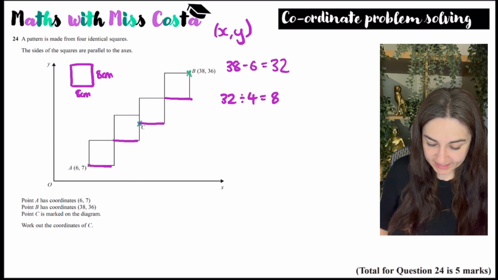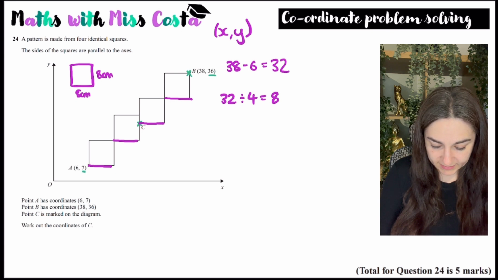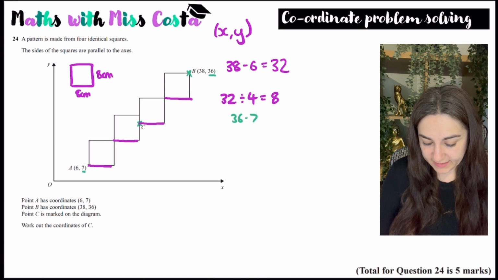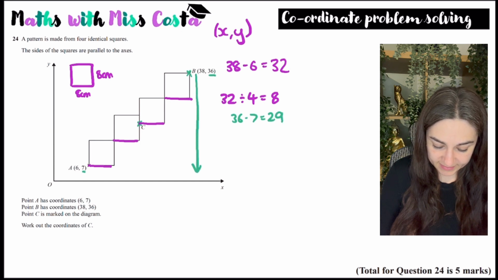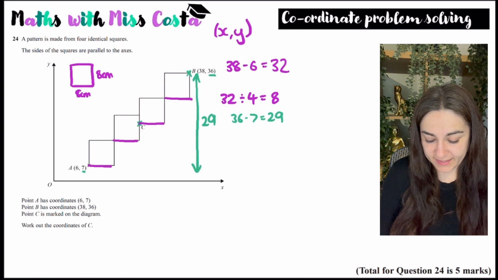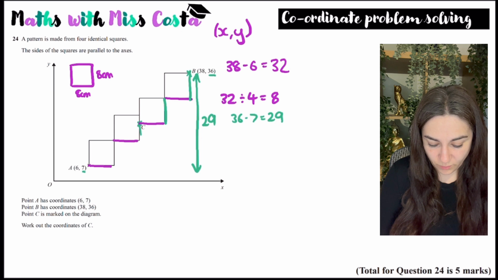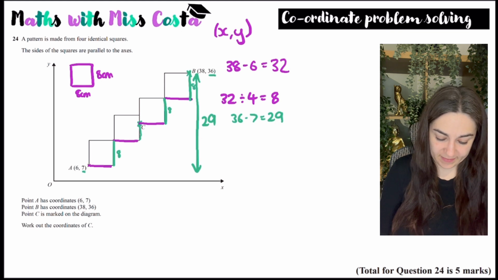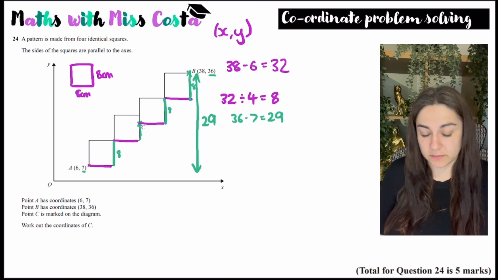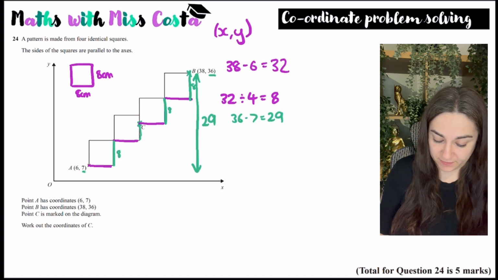The next step I could take is look at my y coordinates. So I've got 36, take away 7 is going to give me 29. So I know that this distance here is 29. Now this isn't quite as nice a distance because I've got one full square, another full square, but then I don't know what this is in relation to this little bit here. So I've only got a full square here, a full square here, and a full square here. And this bit here, I don't know what the distance is. So I'm going to have to do something to figure that out.